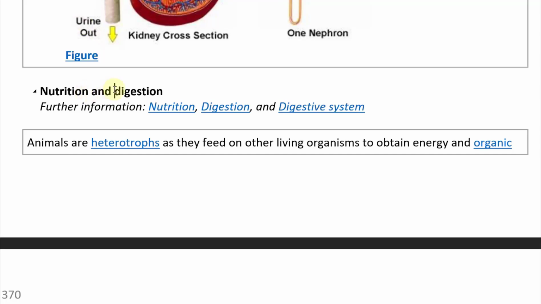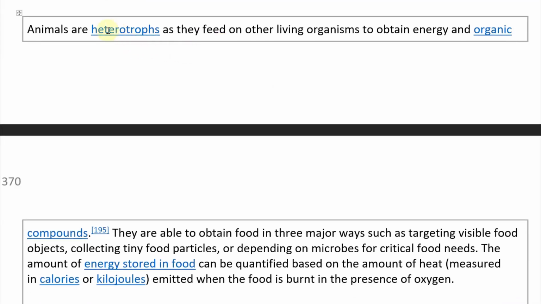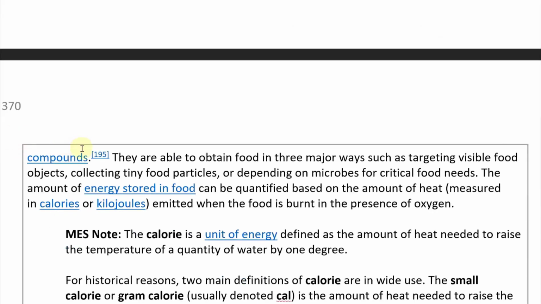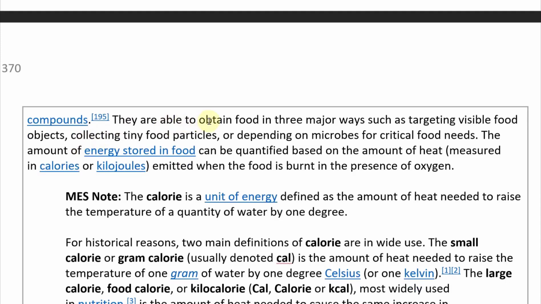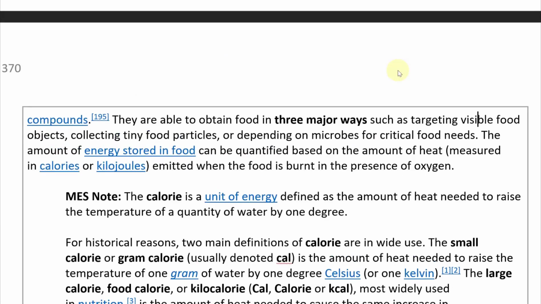Nutrition and digestion. For further information, as always, you can go to the individual articles on nutrition, digestion, and digestive system on Wikipedia. Animals are heterotrophs as they feed on other living organisms to obtain energy and organic compounds. They are able to obtain food in three major ways: targeting visible food objects, collecting tiny food particles, or depending on microbes for critical food needs.